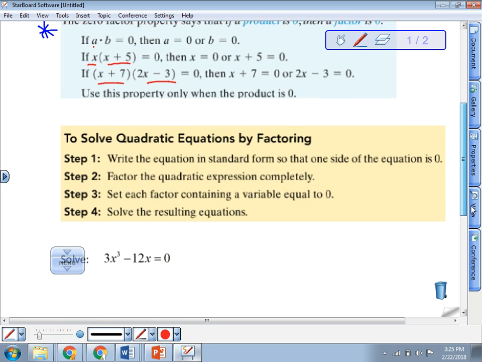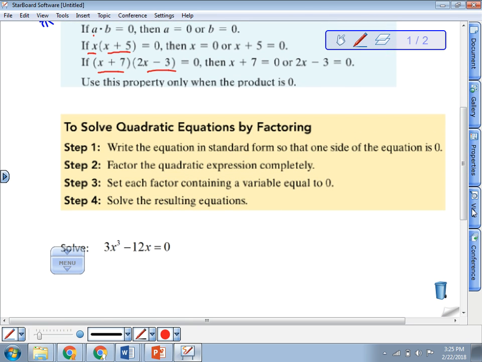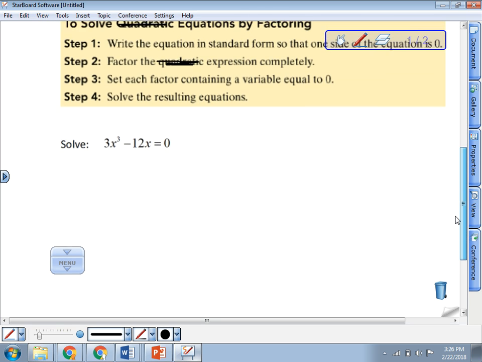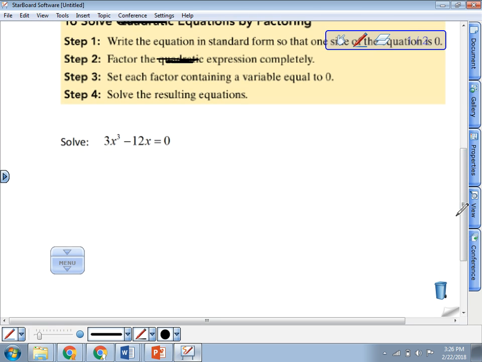So finally, here are those steps. Now it says quadratic here. We can cross that out, because it's third degree or higher, but it's the same steps. Step 1, write the equation so that one side of the equation equals 0. It has to equal 0. Then we're going to factor the expression, set each factor containing a variable equal to 0, and then solve. Same steps, just third degree or higher. So let's take a look at some examples, and that'll be it.